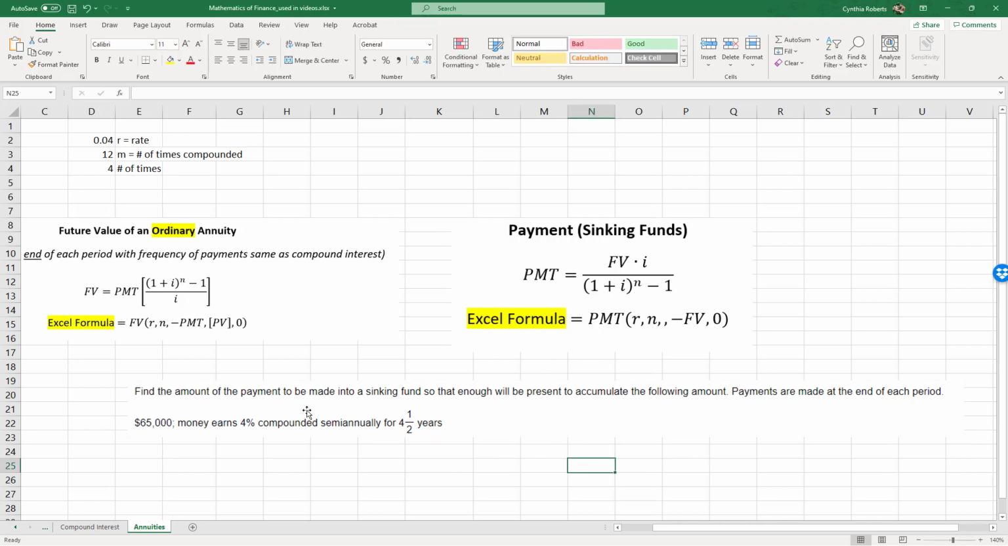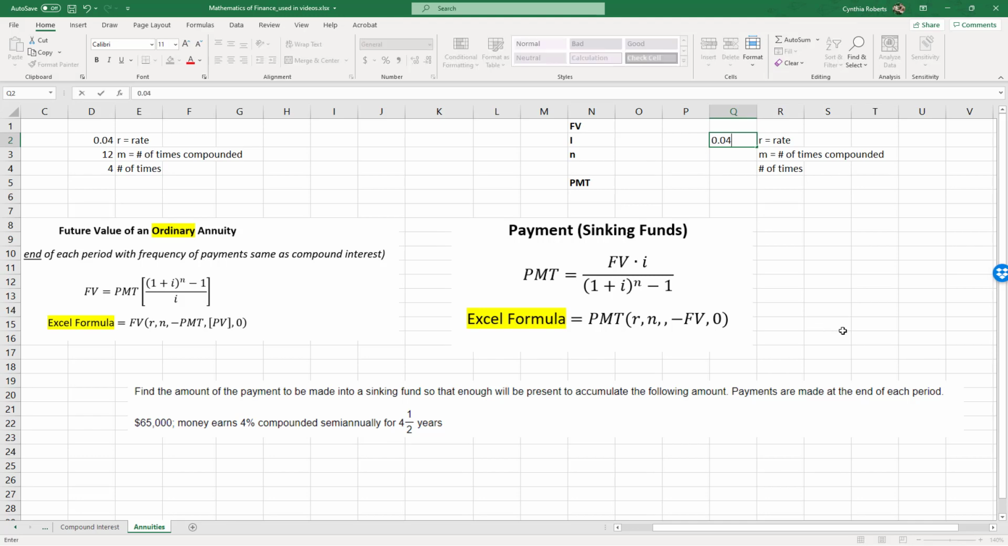So it says find the amount of a payment to be made into a sinking fund so that enough will be present to accumulate this following amount. And payments are made at the end of each period, which tells you that this is my ordinary annuity. All right, so I know I'm going to need this stuff over here, so let's throw it over here. I'm going to need a future value, an interest, and then total time. And I want to find out how much the payment should be.